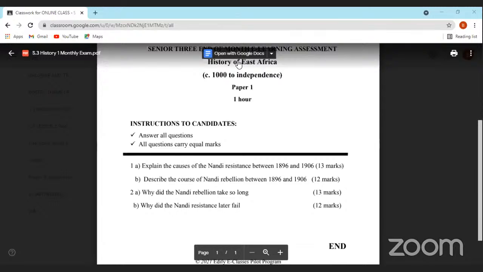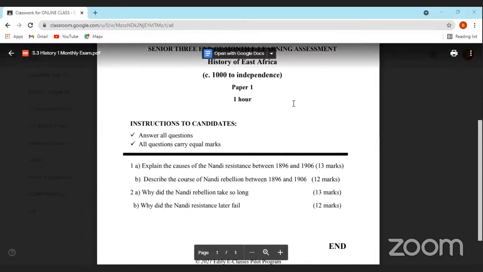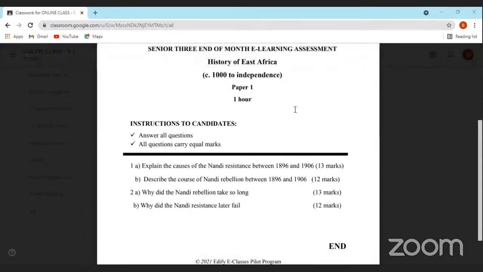Now, someone here in the chat is saying those of us without audio connection. Well, I don't know what is happening to your audio, but try to work it out. So we are now going to look at the causes very fast of the Nandi resistance, and then we shall also look at the course.